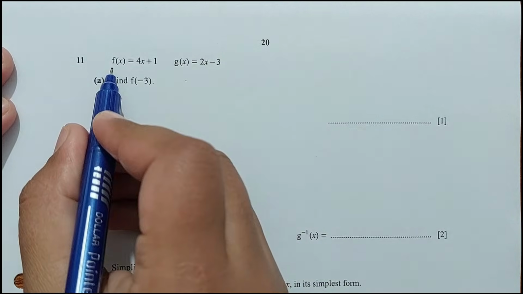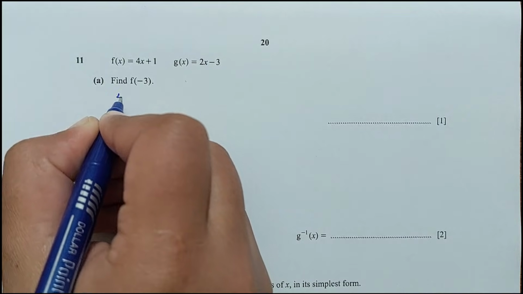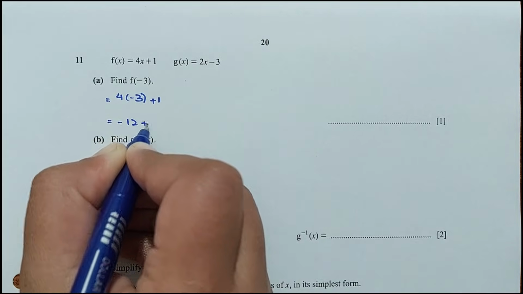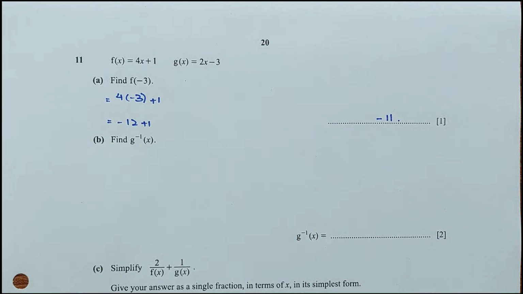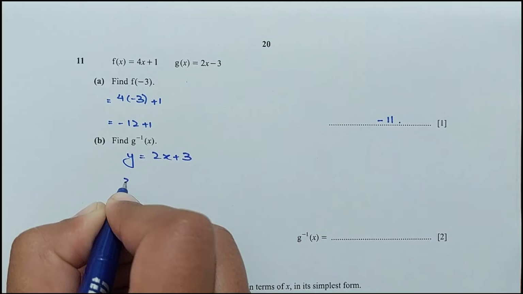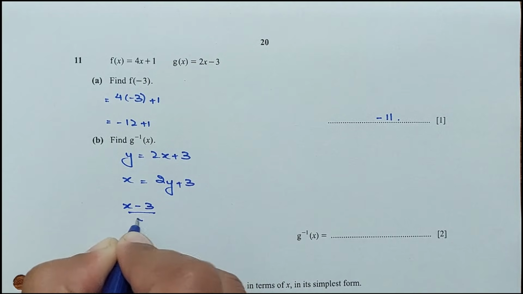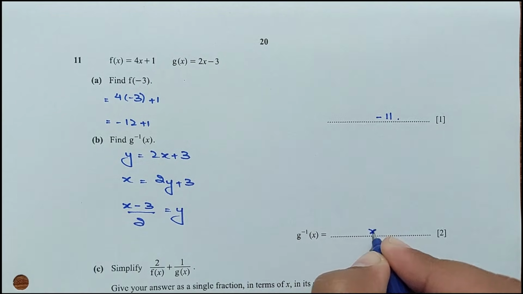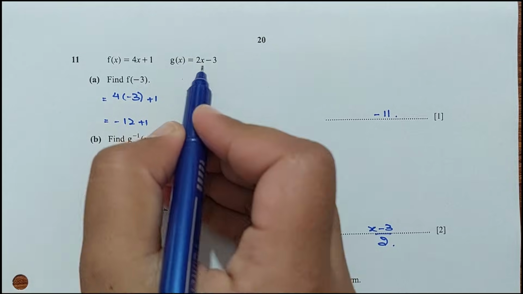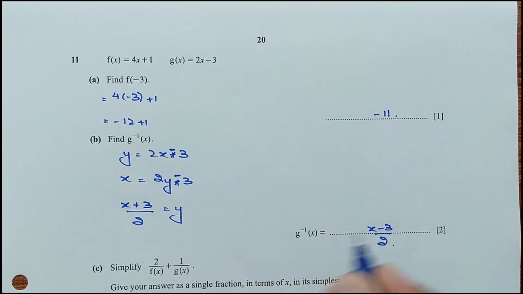Question number 11. We have a function f of x and g of x. The first one, part A, find f of -3. So 4 times -3 plus 1, which is -12 plus 1. This would be negative 11. Part B, find g inverse of x. So y equals g of x. So x should be equal to 2y plus 3, and x minus 3, divided by 2, would be equal to y. X minus 3 by 2. Sorry, it's plus. I messed up. It's negative over here, and when we move it, it's positive.